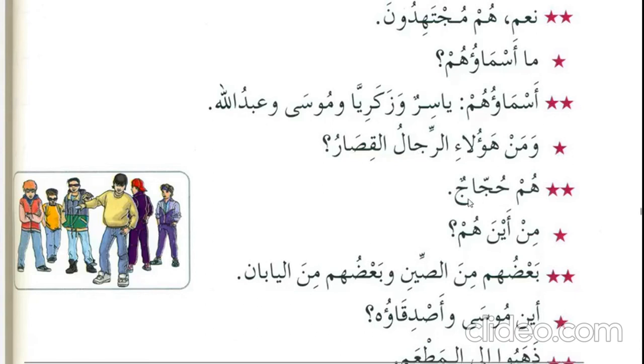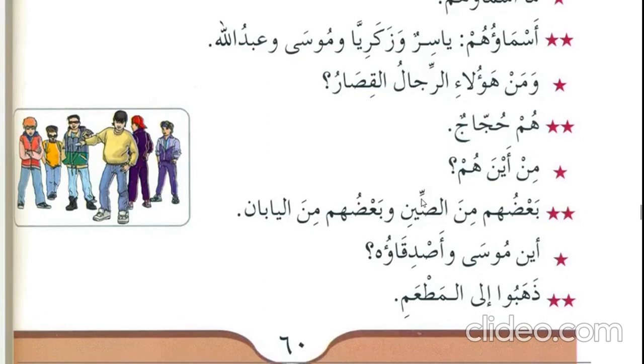Hum hujjaj, they are pilgrims. We also call them haji. Hujjaj means those who go to Makkah for Hajj. Min aina hum? Where are they from? Ba'duhum minas-Seen, some of them are from China, wa ba'duhum minal-Yaban, and some of them are from Japan.